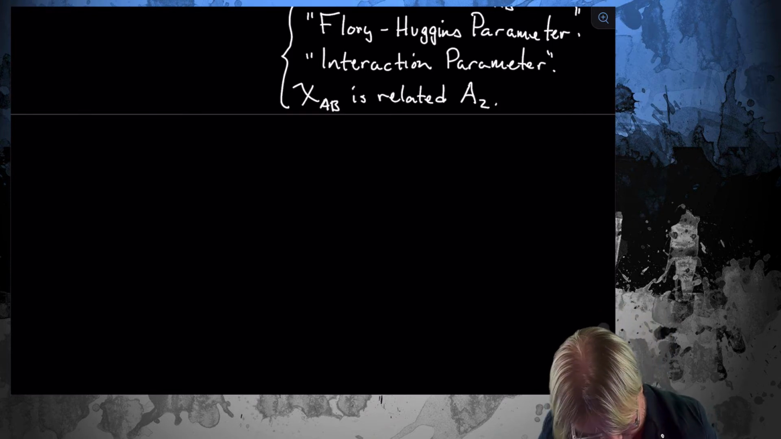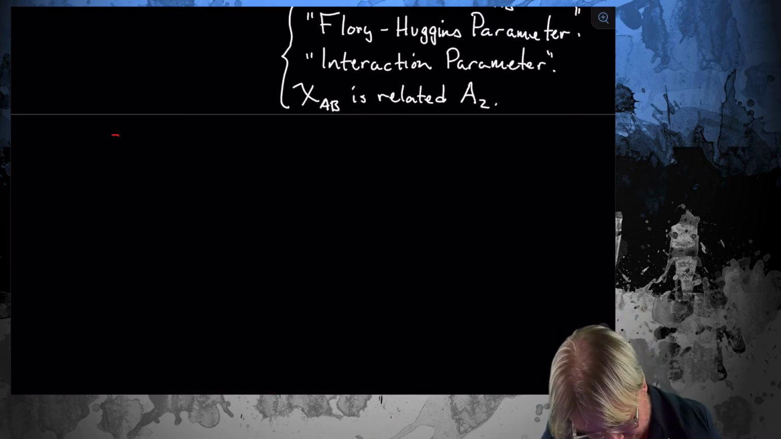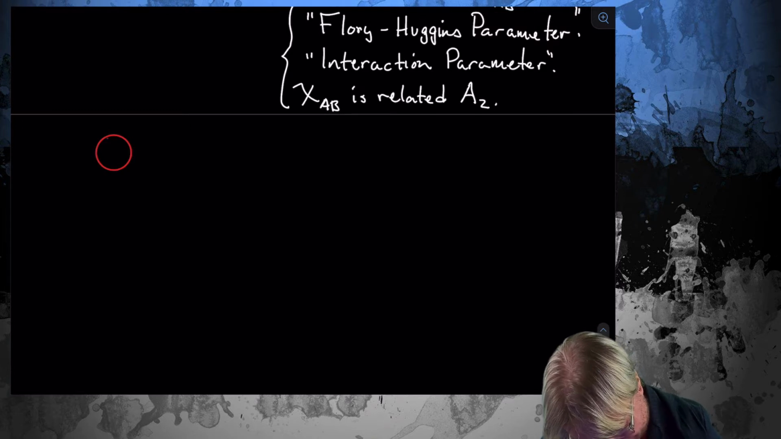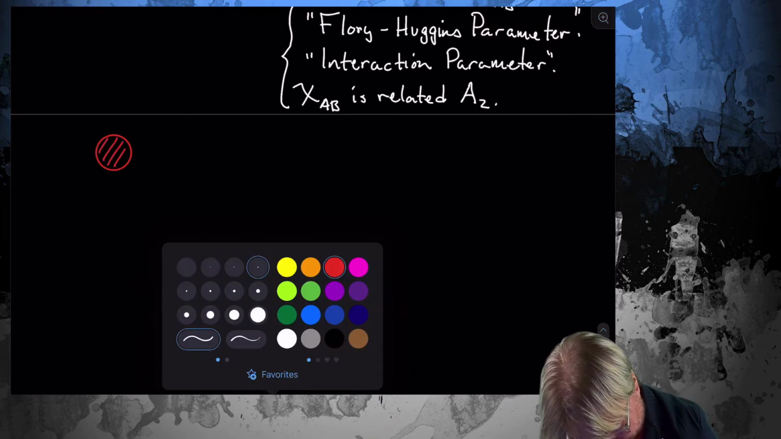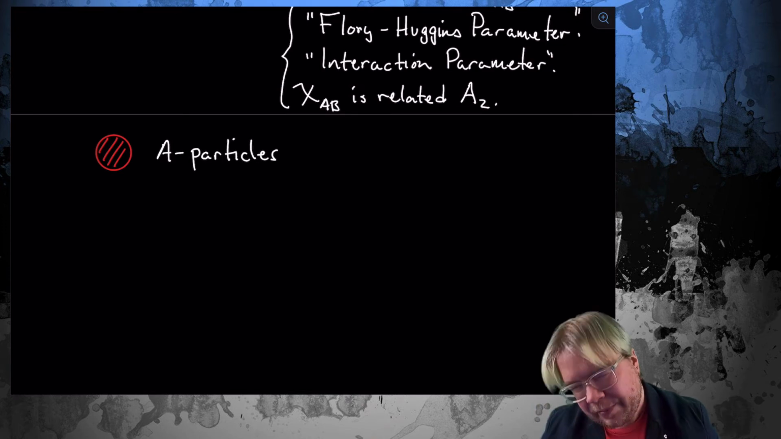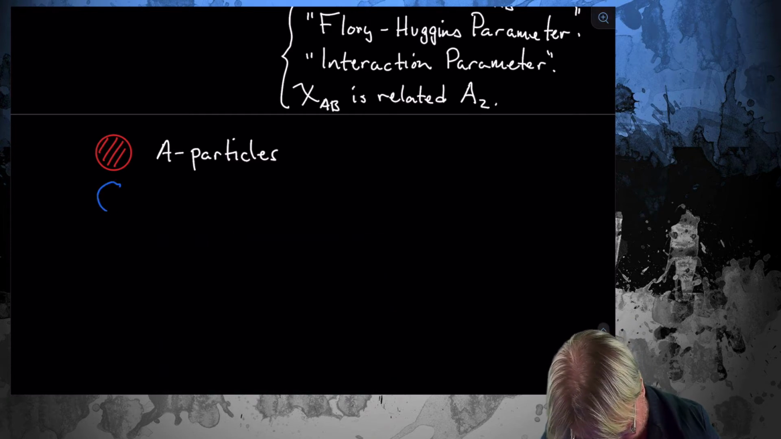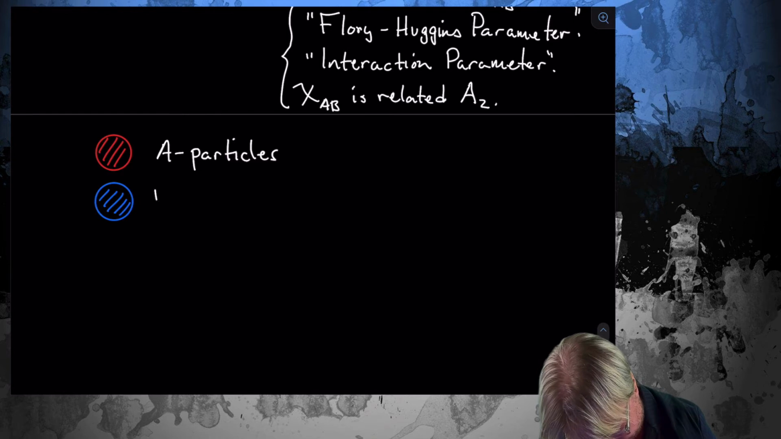So first thing is, let's look at the different particle types that we have. So I'm going to draw these particles. These will be A particles. I think last time maybe A was blue. I don't care. It's fine. Don't worry about it. All right, and here's these ones. These will be B particles today.